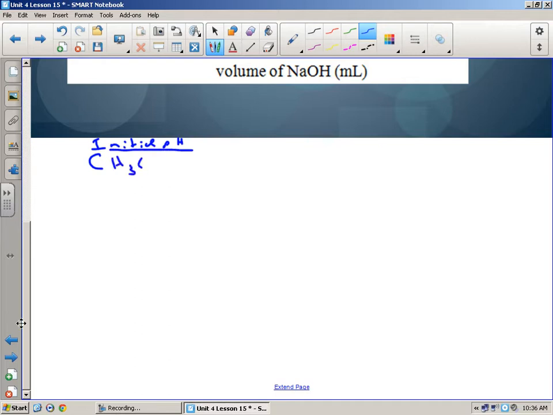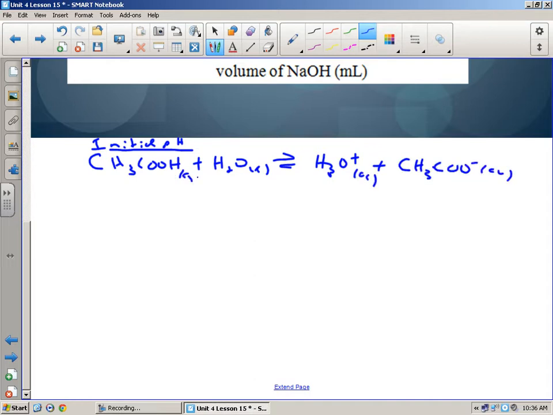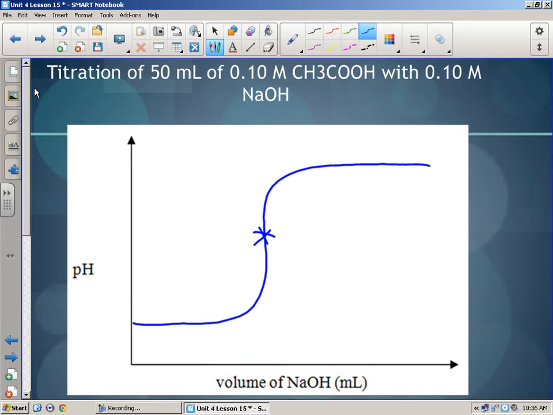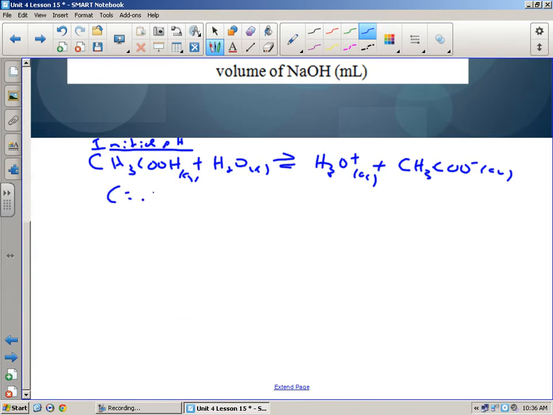I would take my acetic acid and react it with water. I'm going to get H3O+ and acetate, CH3COO-, aqueous. It is 0.10 molar. So X, all right? I can find the Ka value for this. So Ka is going to be X squared over 0.10 molar. X will turn out to be here.